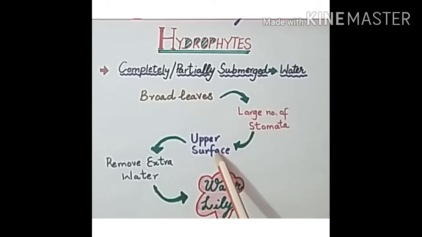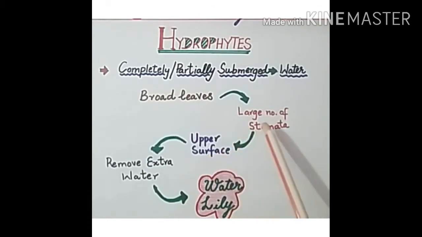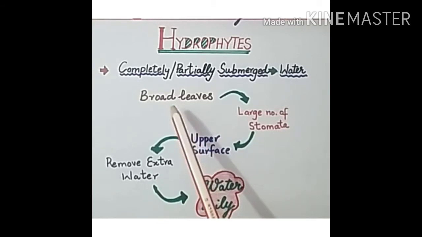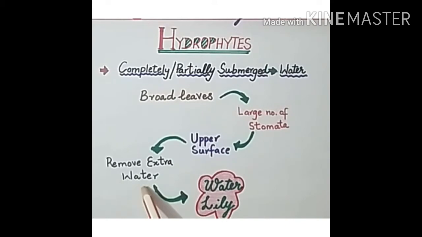These large number of stomata are present on the upper surface of the leaf, so they directly face the environment. Due to the large number of stomata which are present on the upper surface of these broad leaves, they remove extra water continuously and hence maintain the homeostasis. The example of hydrophytes is water lily.